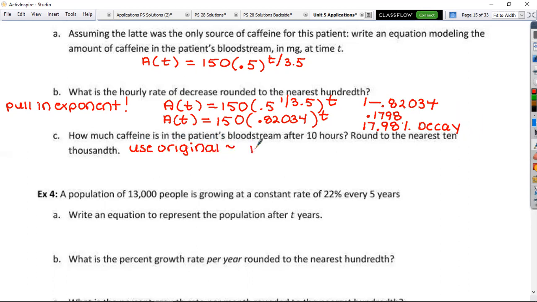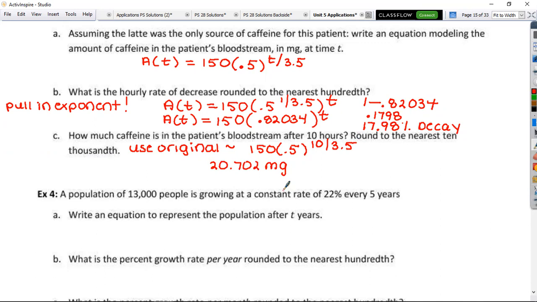So I'm going to go 150 times 0.5 raised to the 10 over 3.5. And what do we get from this one? How much caffeine would this be in milligrams? Yep, thank you. 20.702 milligrams. Perfect. Good. Any problems getting those?